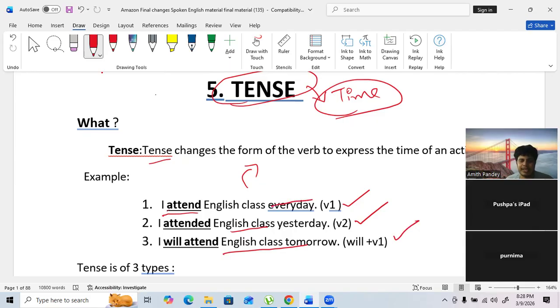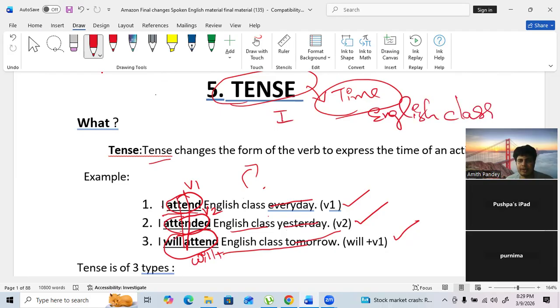Let's say I remove "every day", "yesterday" and "tomorrow". I'm left with: I attend English class. I attended English class. I will attend English class. In these three sentences, the first verb form is known as V1, the second is known as V2, and the third is known as will plus V1. In all three, if I remove the verb, I'll be left with only one thing: I, English class.